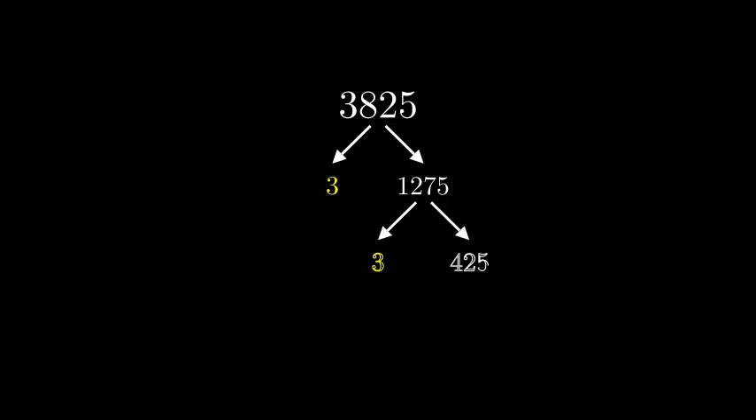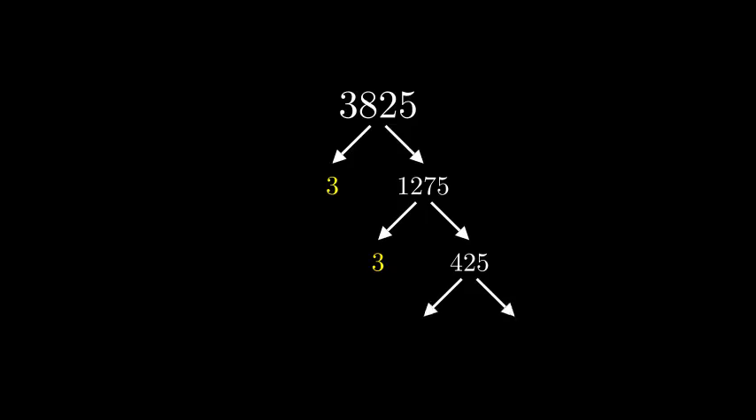Let us find the prime factorization of 3825 using the factor tree method. We start with 3825. Dividing by 3, 3825 divided by 3 equals 1275. Dividing by 3 again, 1275 divided by 3 equals 425.